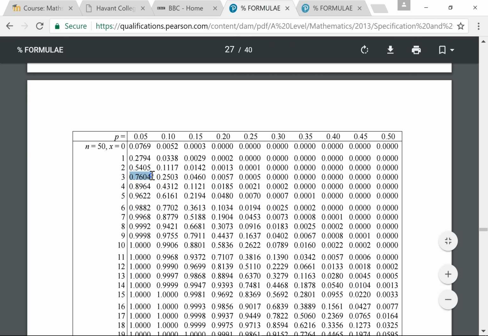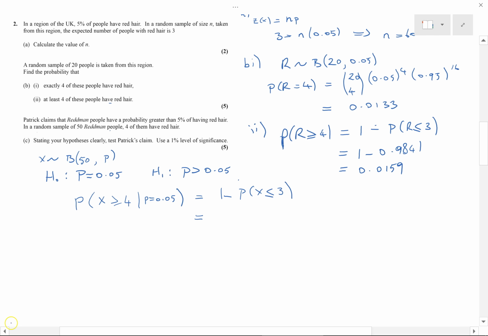Yeah, there we go, 0.7604. So that's 1 minus 0.7604, which is equal to 0.2396, which is greater than our significance level, 1%, 0.01. So that means that we accept H0.